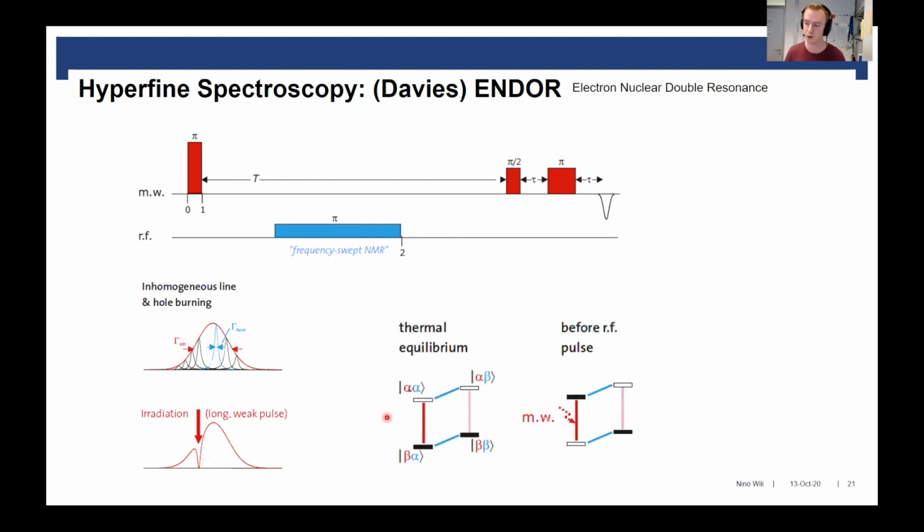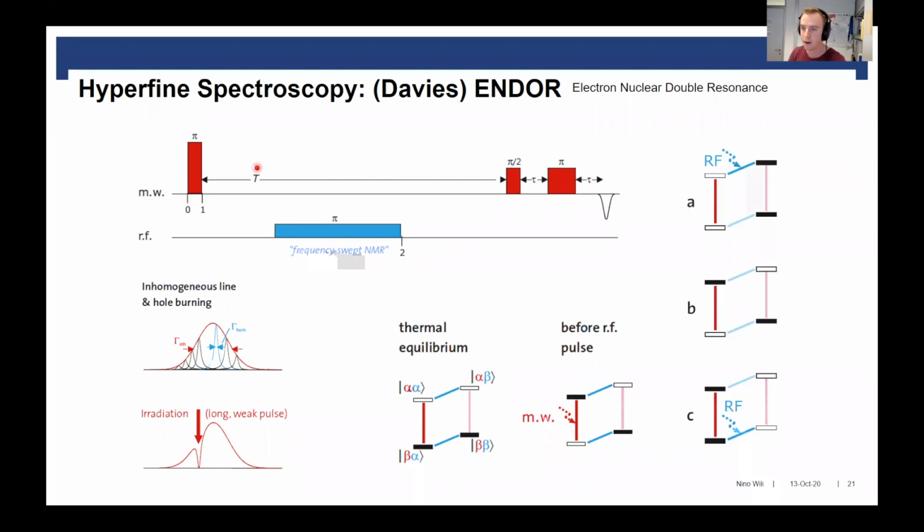What this does to your population, if this is the electron-nuclear level diagram: usually you have polarization only on the EPR transition, or it's much higher on the EPR transition. So we just neglect the NMR polarization. Now, if you have a selective pulse, you invert one of them. It could be any of the two, but let's choose one. And now you see that actually you have polarized NMR transitions. So at this point, you can use an RF pulse, and what you do with this RF pulse is that you step it in frequency. And depending on which transition you hit, you have a different effect.